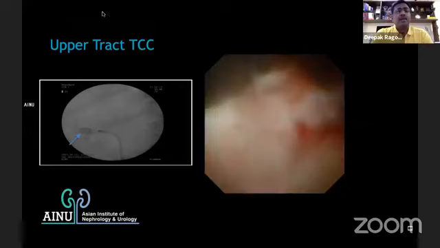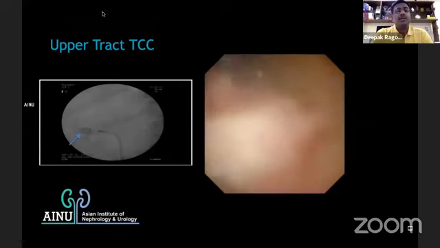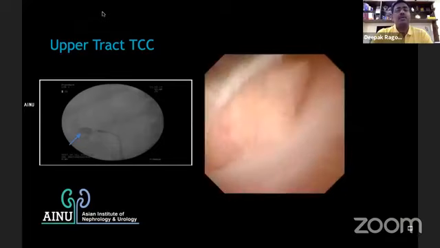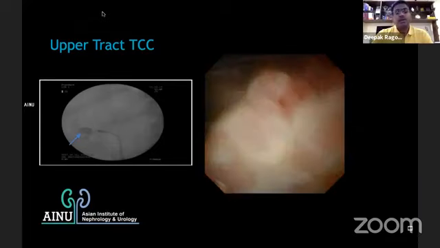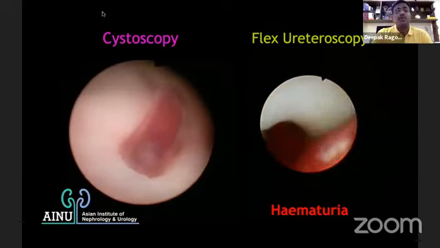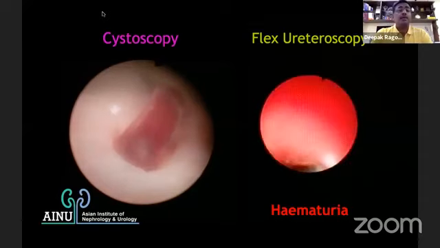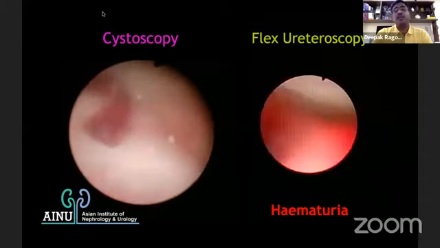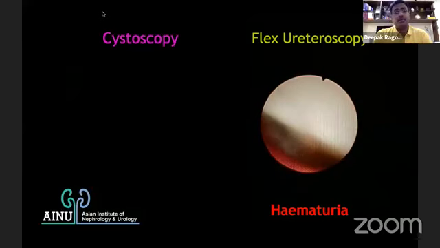And of course, like I said, the upper tract TCC, where flexible ureteroscopy becomes a great tool for both diagnostic and therapeutic purposes if it is a small lesion, not the one like in this. And hematuria for evaluation, like we all know, cystoscopy is part of evaluating a hematuria patient. Flexible ureteroscope also forms a significant role if there is an upper tract bleed. So it becomes a very useful tool there.